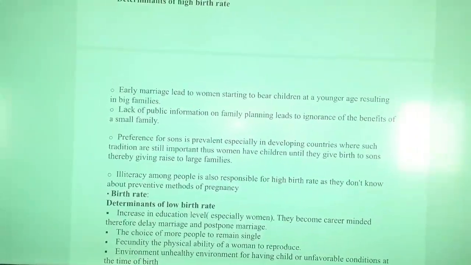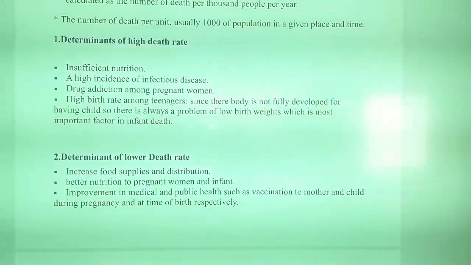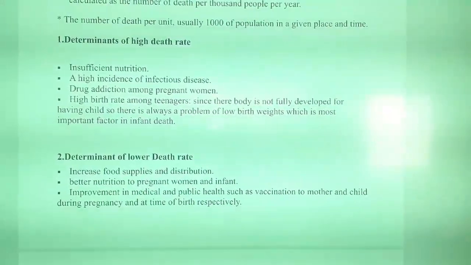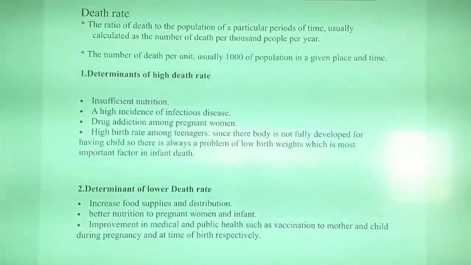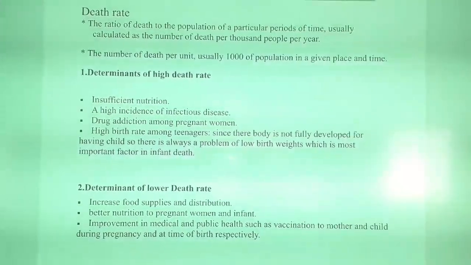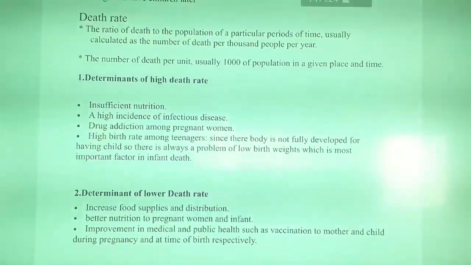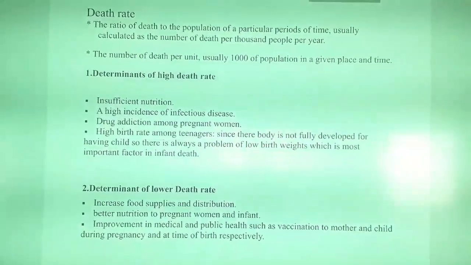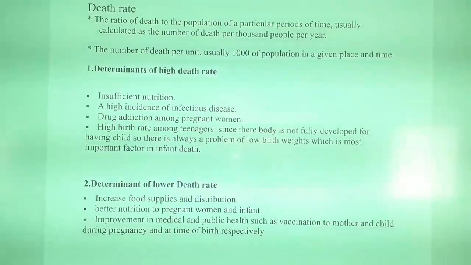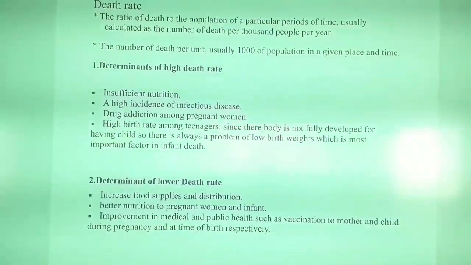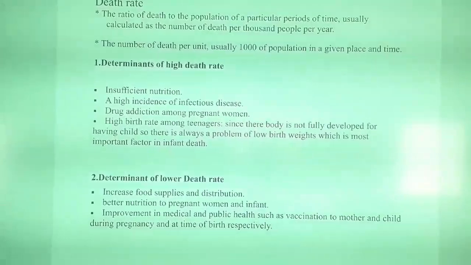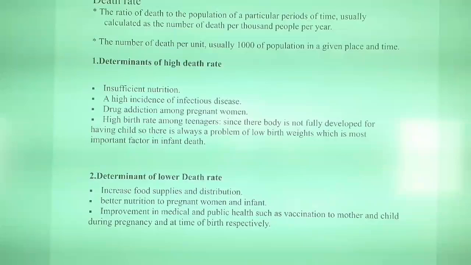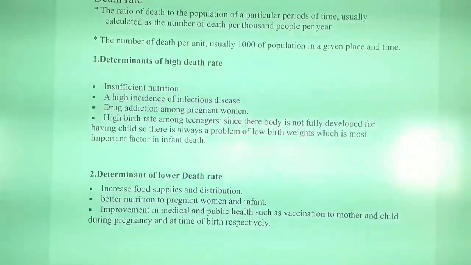Next is death rate. What is the death rate? Death rate is the number of deaths per 1,000 of population in a given place and in a given time. Determinants of death rate: why do more deaths occur? Because of insufficient nutrition, a high incidence of infectious disease, drug addiction among pregnant women, and a high birth rate among teenagers. These are the factors that lead to more deaths in a given population.